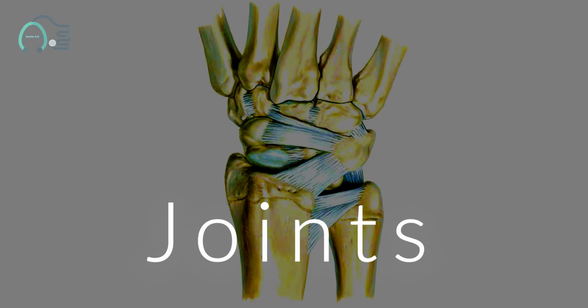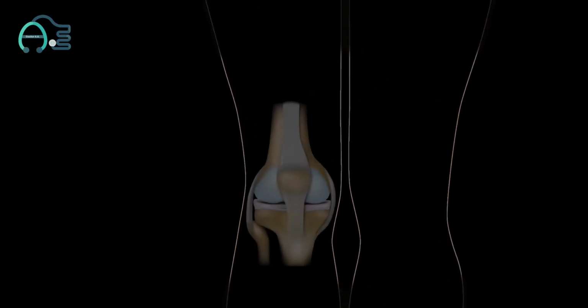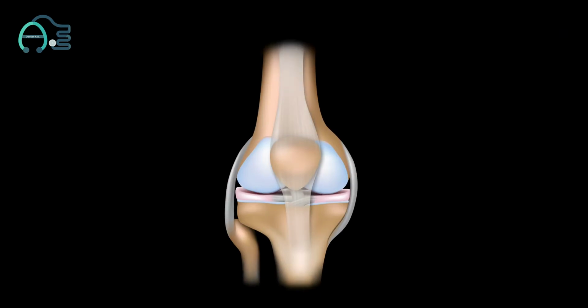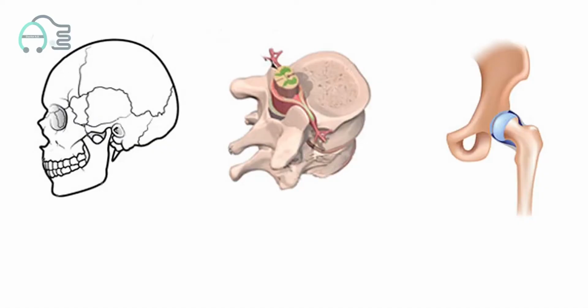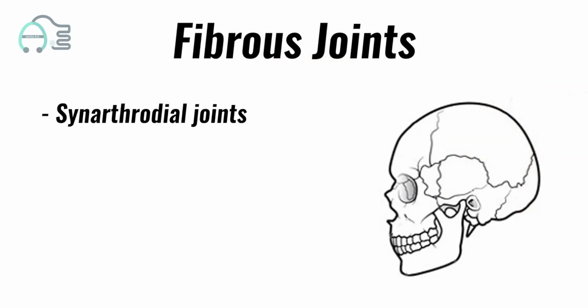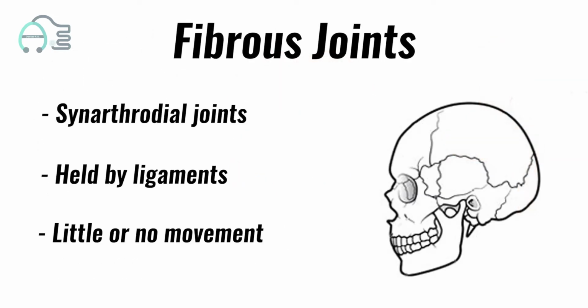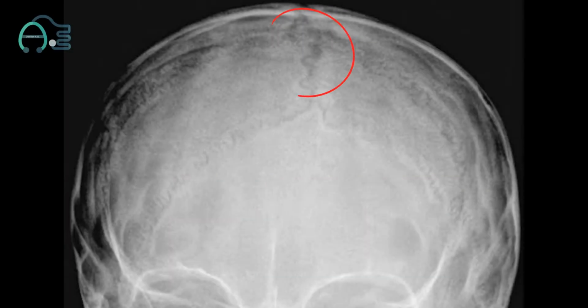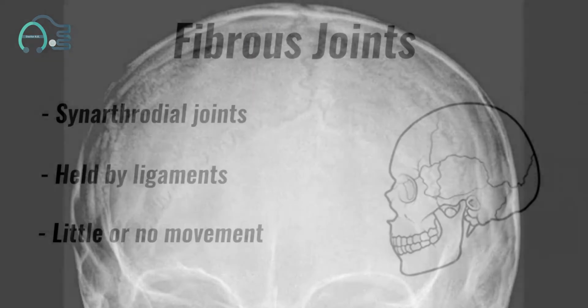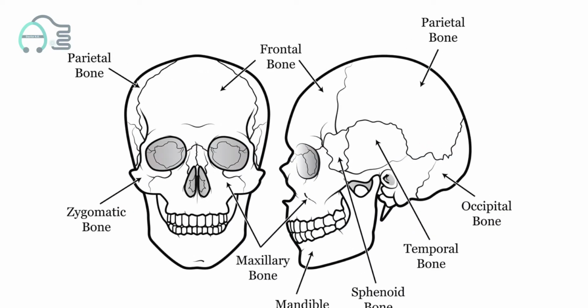Joint. It's the point at which two or more bones make contact or articulate. Fibrous joints. In this joint the bones are united by fibrous tissue. No movement is allowed at the fibrous joint. Sutures. They have limited movement until about 20 years old, only found between the bones of the skull.